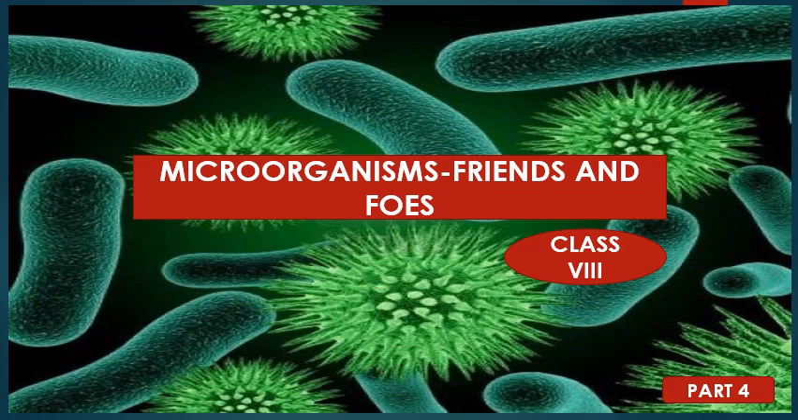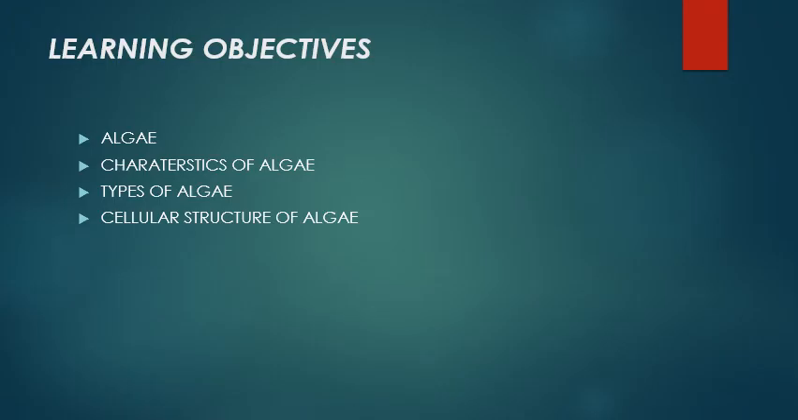Welcome dear students. Let's move on to the next topic of our chapter, microorganisms, friends and foes. In this section, we will learn about algae. We'll see what algae are, what the characteristics of algae are, what the different types of algae are, and what is the cellular structure of an algal cell.